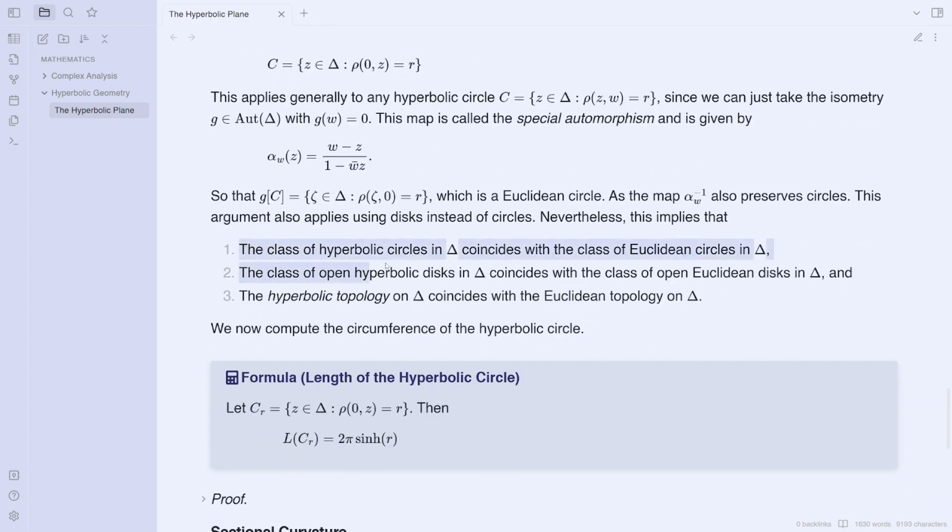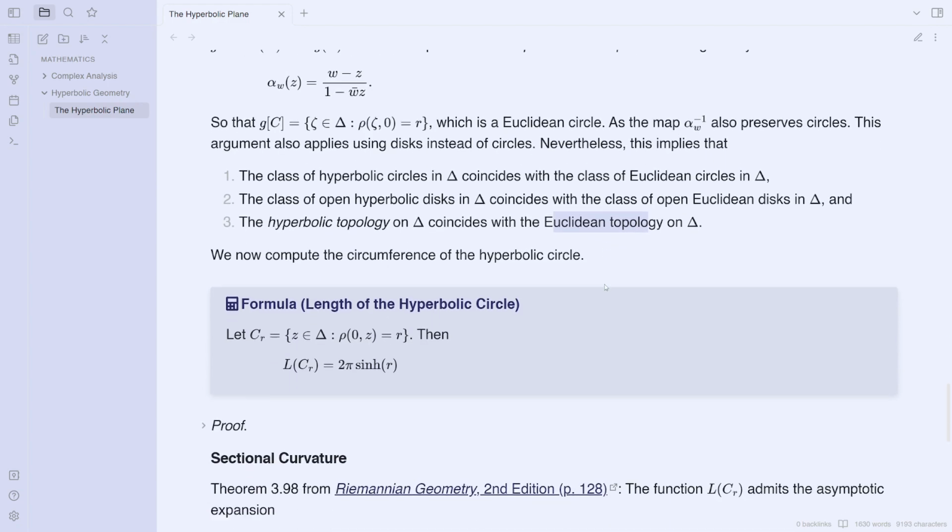More formally, the class of hyperbolic circles on the disk is going to coincide with the class of Euclidean circles. The same thing holds true for disks. And by virtue of that, open disks, you have that the hyperbolic topology on delta is going to coincide with the Euclidean topology. Okay? So it's a comfortable space to work in. Nothing too bizarre when it comes to the topology. If you're familiar with the Euclidean topology, you can work with the hyperbolic topology, but we're not really going to do that today.